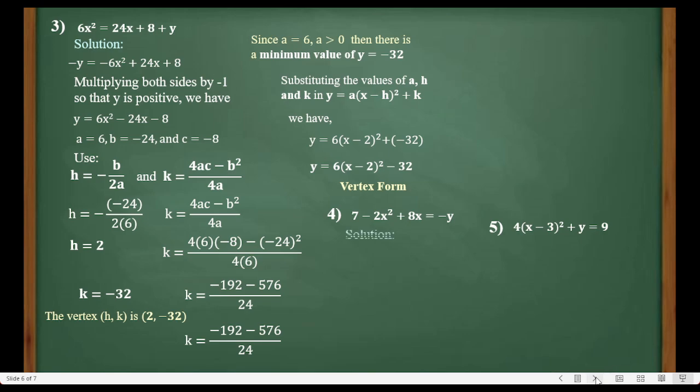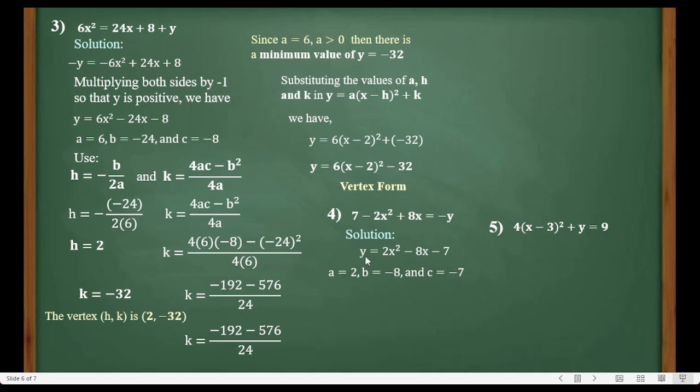Next, just like those three previous examples, equations in 4 and 5 must also be written in vertex form. So you just do the transposition. y from the right side should be placed on the left, and all these terms must be transposed to the right side. But if we're going to write this expression, we must write first the quadratic term, followed by this linear term, and the last term should be the constant.